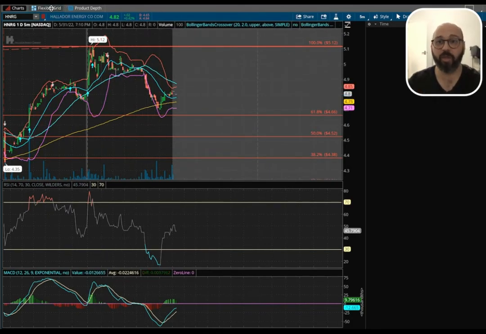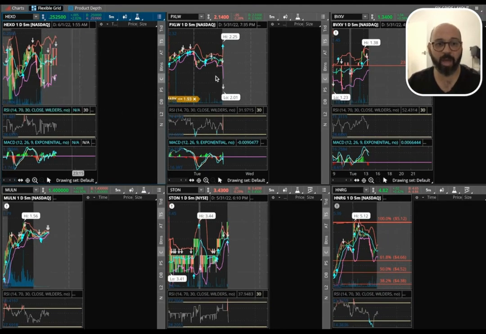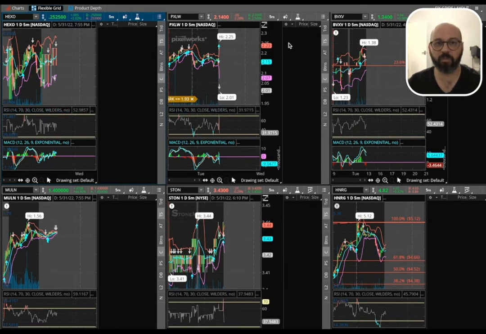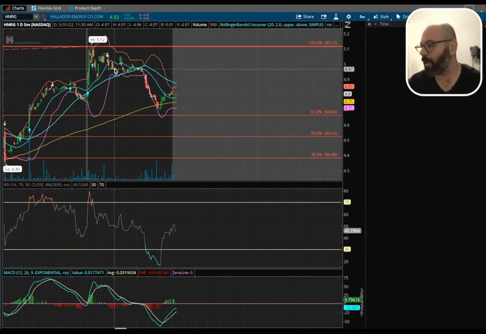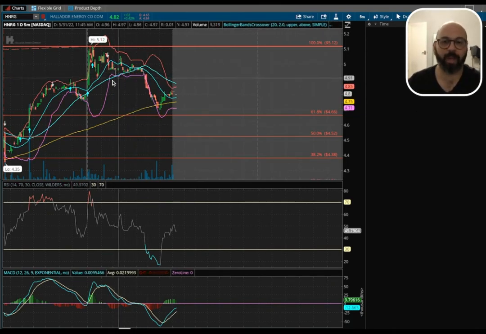Now, to be fair, you might have other stocks. This is my flexible grid. So I might be looking and I might be in other stocks. It just so happens that all of these were kind of losers today. But in this period of consolidation, maybe I walk away. Maybe I go and do something else. Maybe I trade a different stock. Maybe I go to the grocery store, and I have alerts set up here.